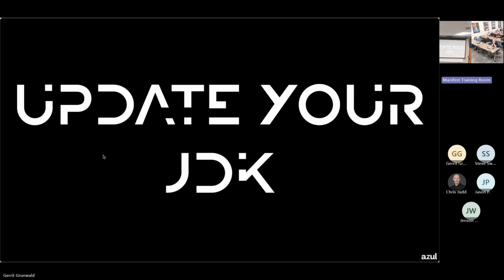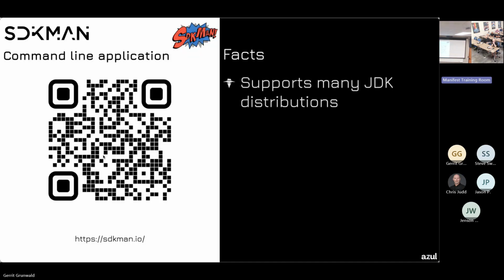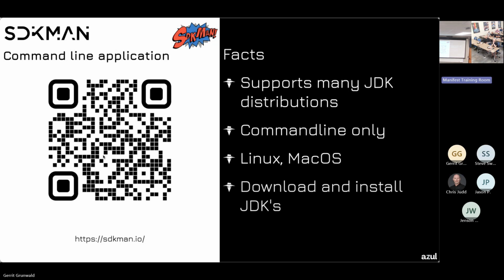So first of all, you have to update your JDK. This is really important, as we saw, and you can use different tools. I think most of you will know SDKMAN, probably. Yeah, that's quite a cool tool, and it supports many JDK distributions. It's command line only. It's only for Mac and Linux, and you can download and install JDKs. You can keep them up to date. That's a quite nice tool to do that.